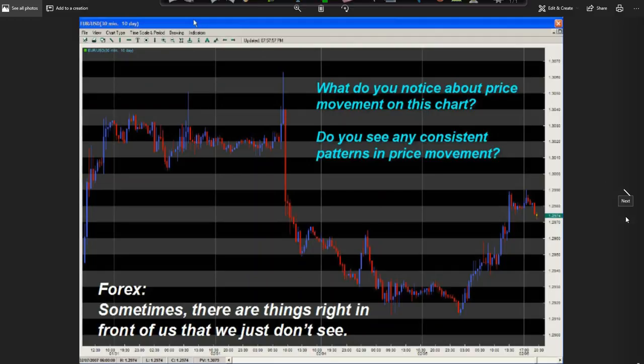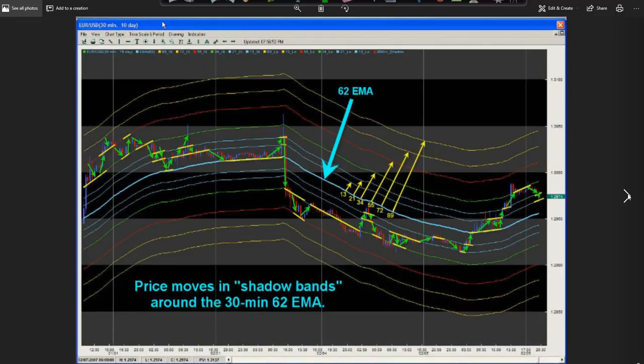And the first thing is going to be something called shadow bands. Now, these are not standard deviations. These are Fibonacci sequenced bands around the 62 EMA. And you will see how those bands in the 62 hold and track price. They're absolutely phenomenal.